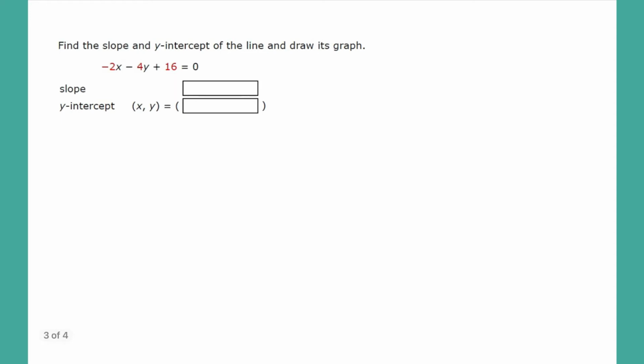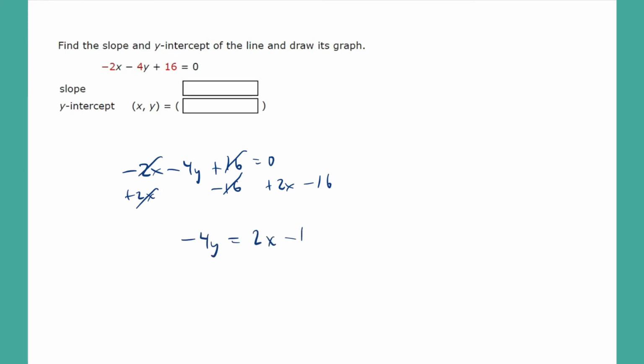All right, same thing here. So let's do the same process. So we can isolate the y by adding 2x and subtracting 16 to both sides, and dividing by -4. So y equals -1/2 x plus 4. So our slope is -1/2, and our y-intercept is +4.